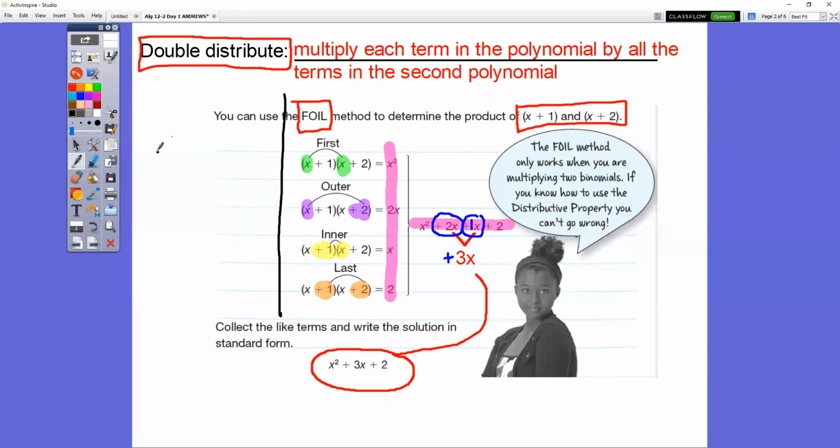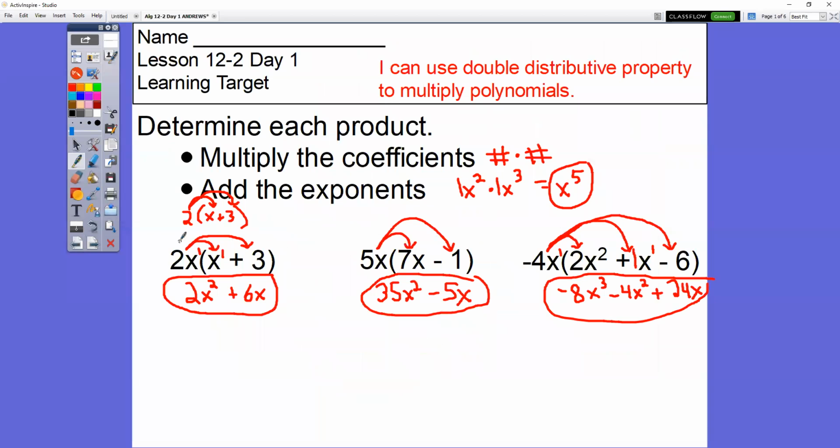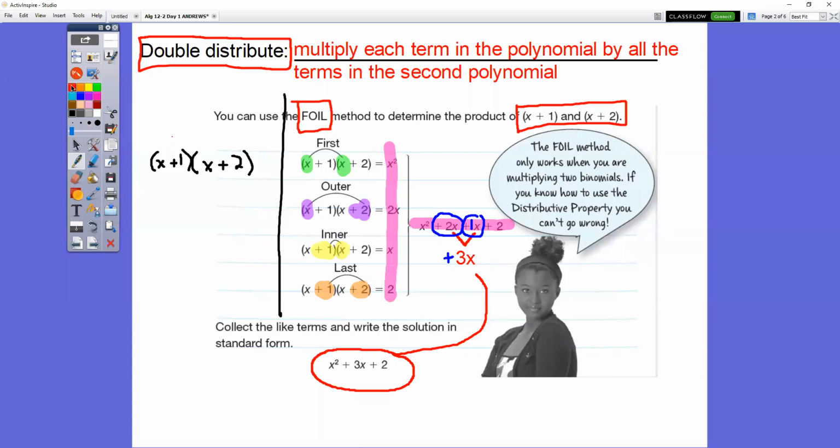Now, if you wanted to do the double distributive property instead, I'm going to do the same problem, but I'm going to show you the double distributive property way instead. How it would look is you have to multiply, just like we were doing with the single distributive property, where we took this and multiplied by each term. That's what you would have to do here as well. You would have to take this x, multiply it by both of the other terms. So x times x gives you x squared. X times 2 gives you 2x.